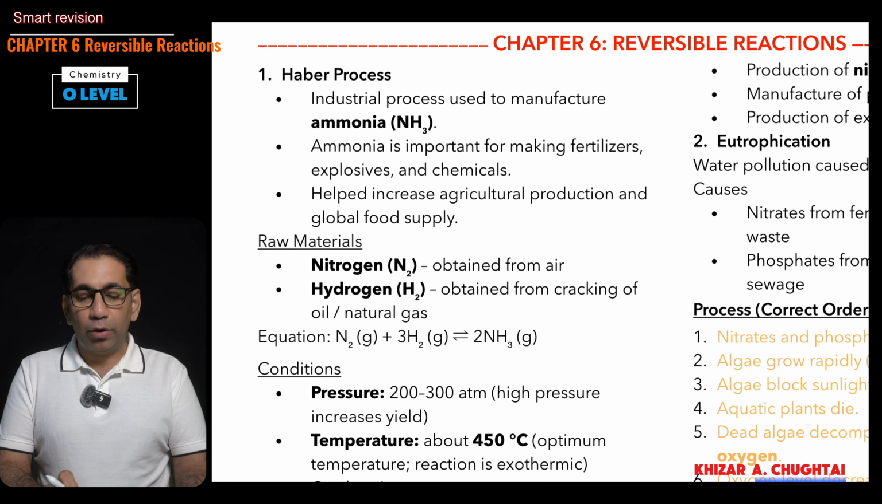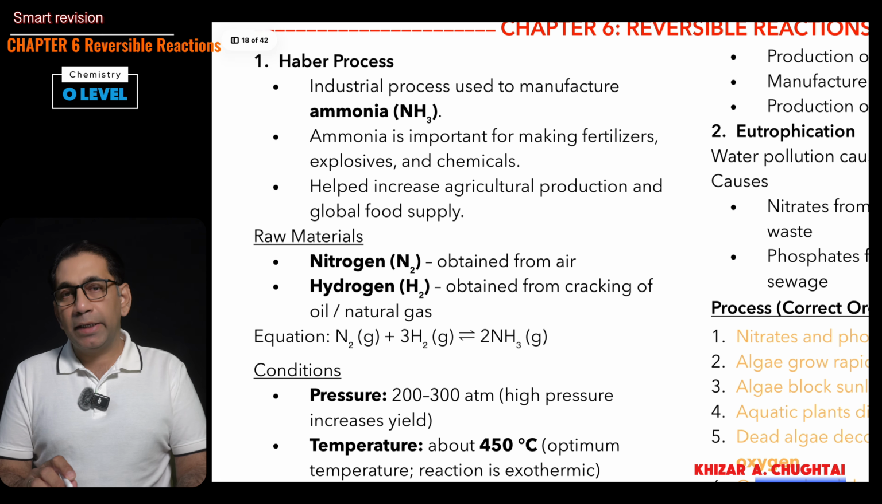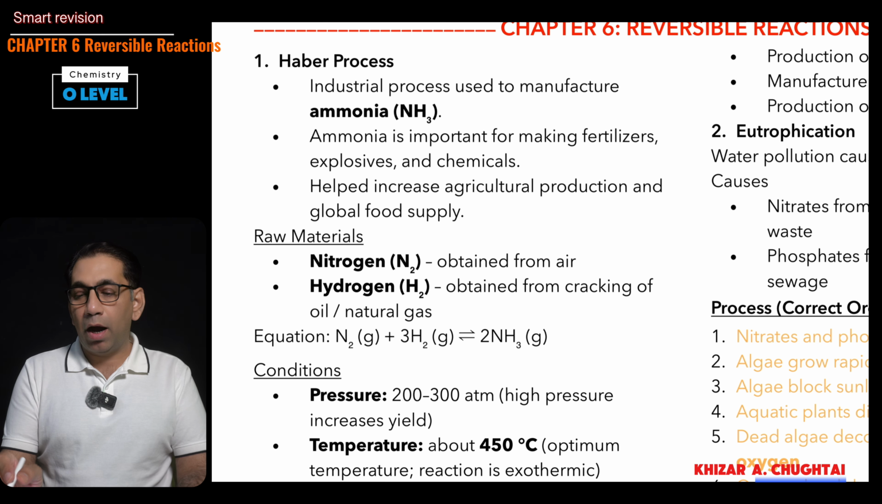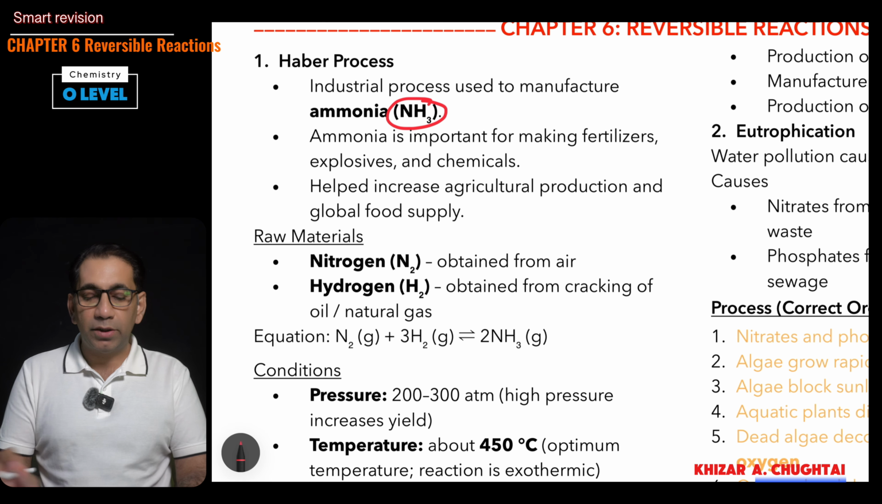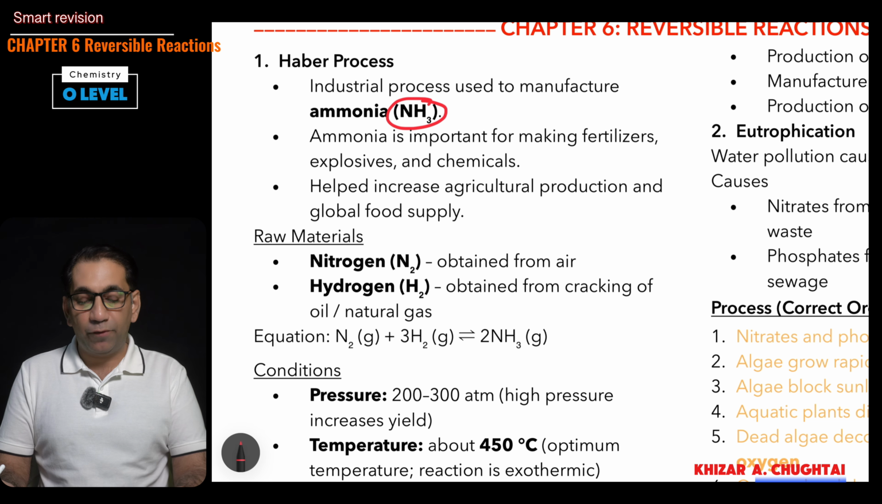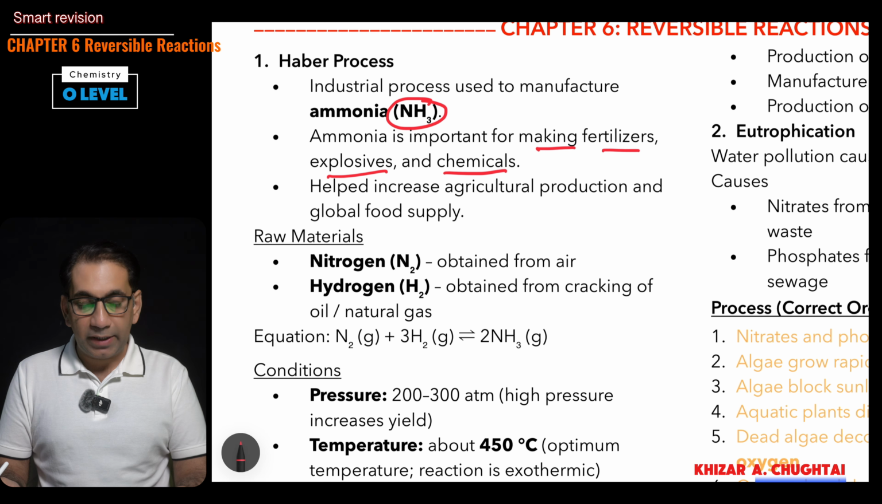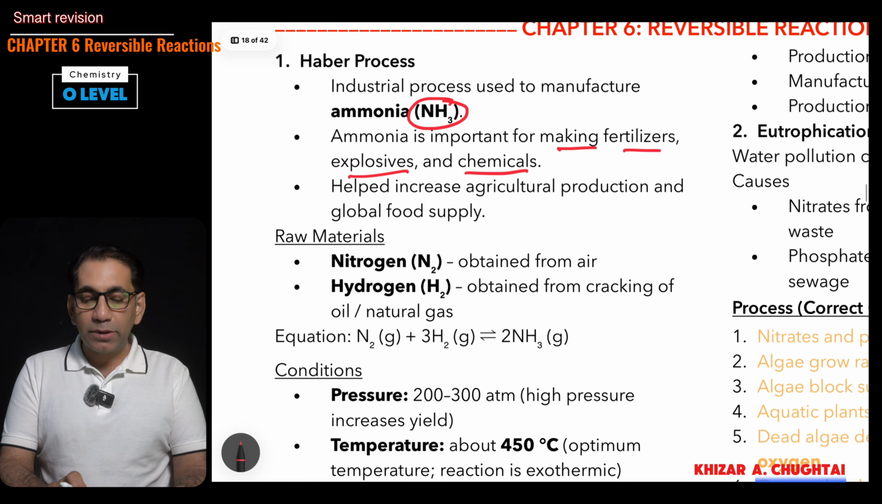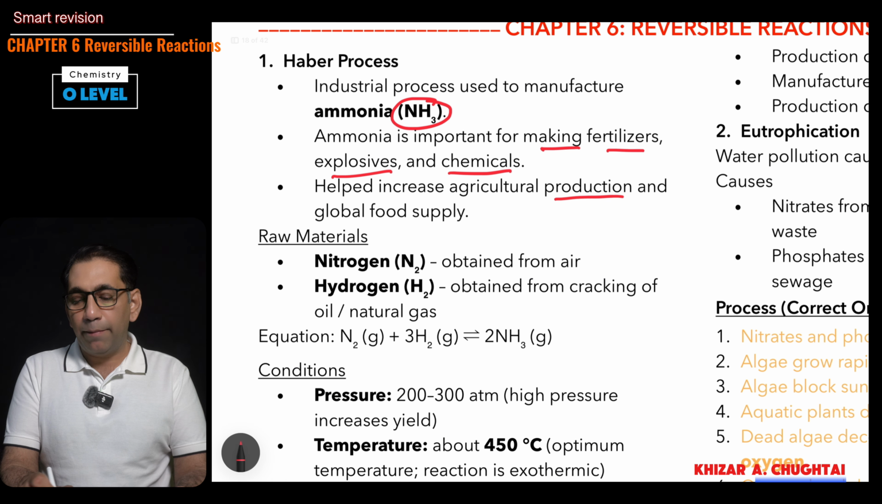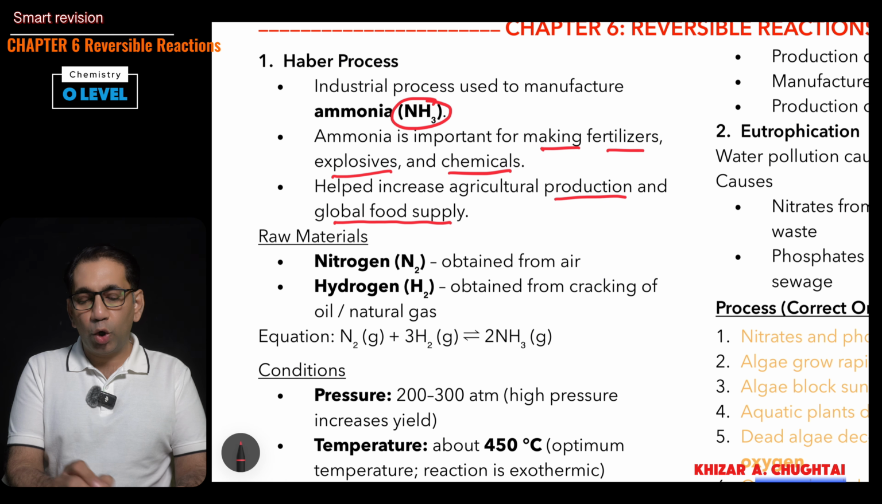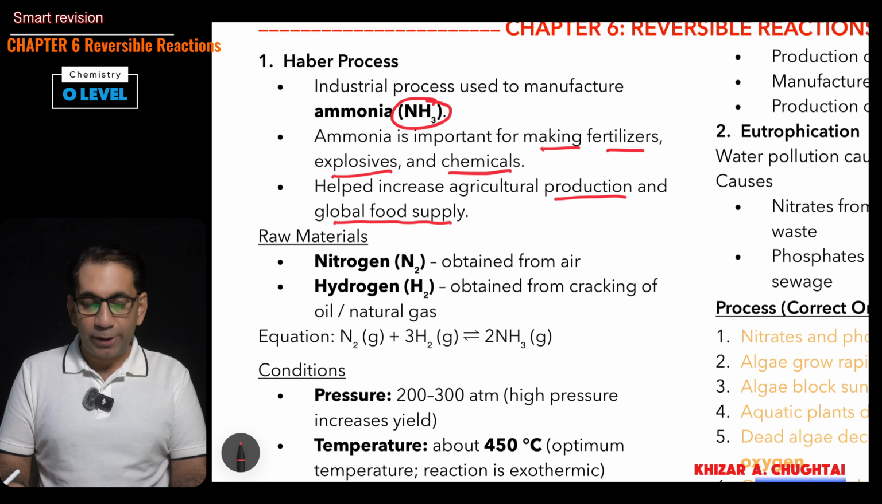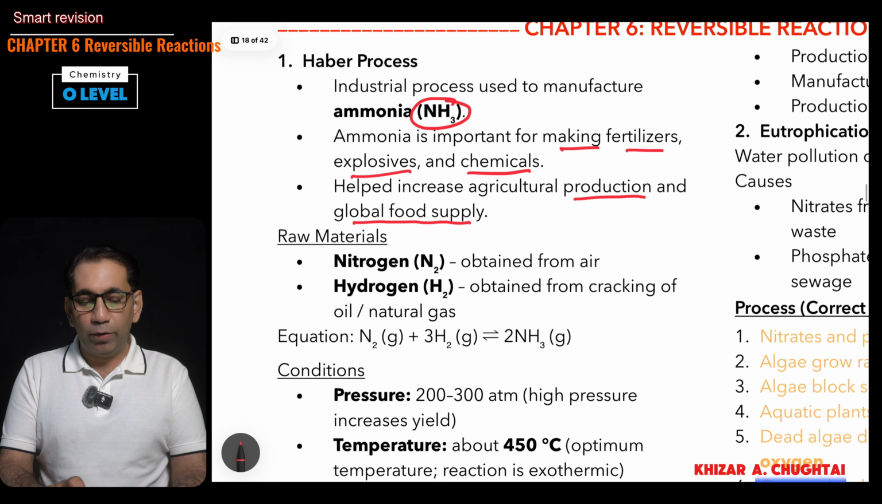Number 1, Haber process. It is an industrial process that is used for the manufacturing of ammonia, NH3. Ammonia gas is supposed to be formed. Ammonia is important for making fertilizers, explosives and other different chemicals. It helps to increase agriculture production and global food supply as well. So that is a basic perspective of synthesizing ammonia.